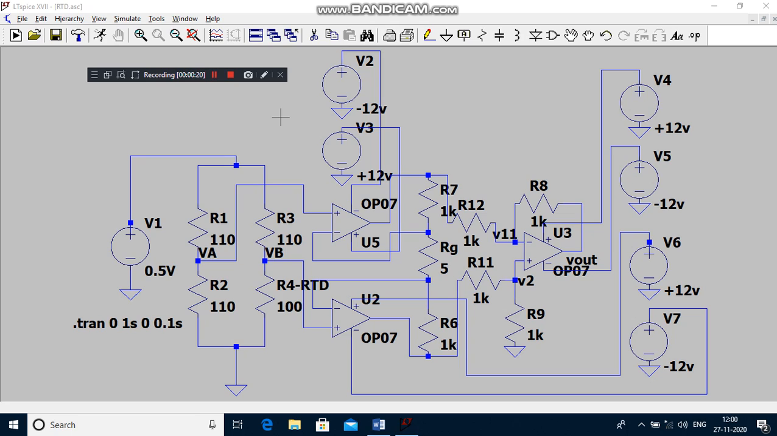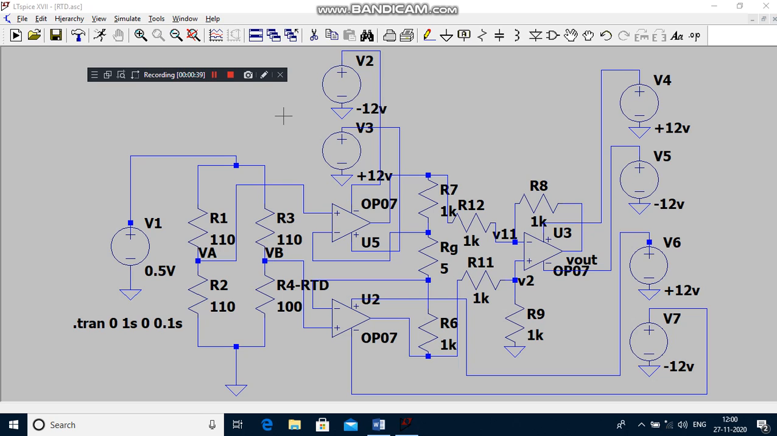There are two types of RTD. One is PTC, another one is NTC. PTC means positive temperature coefficient. If the temperature increases, at the same time the output resistance increases. NTC means negative temperature coefficient. If the temperature increases, the output resistance decreases.